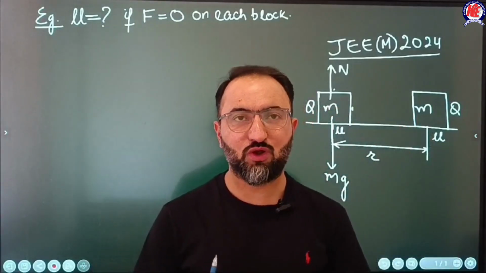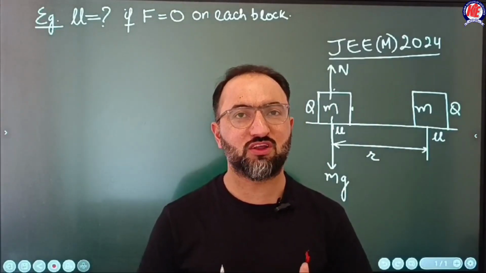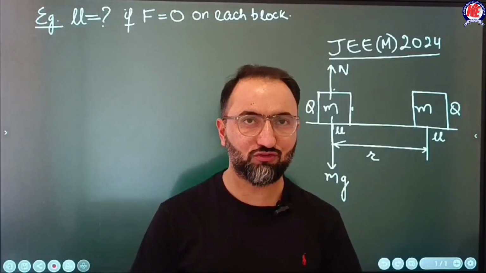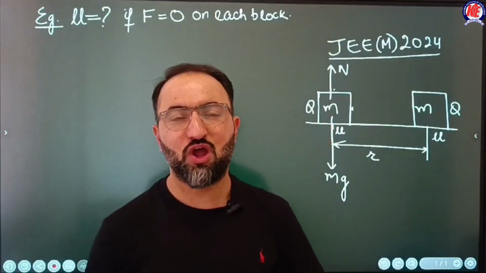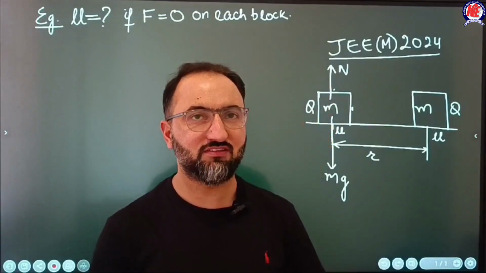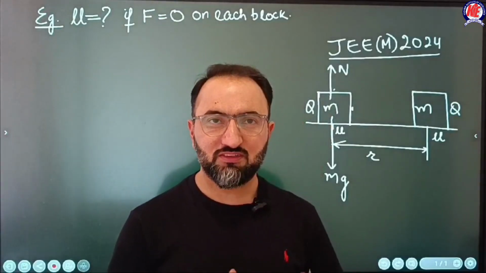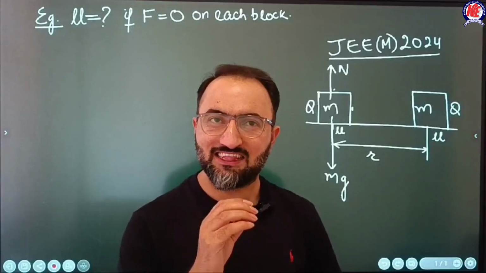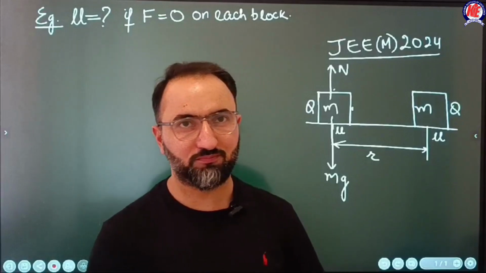The question is like this: calculate the coefficient of friction between the block and the horizontal surface such that the net force on each block is equal to 0. First and foremost, the net force on each block is equal to 0. What does that exactly mean? That means the upward force will be equal to the downward force, number one. Number two is that the force towards right will be equal to the force towards left, and this is the situation we're going to exploit to solve this problem.